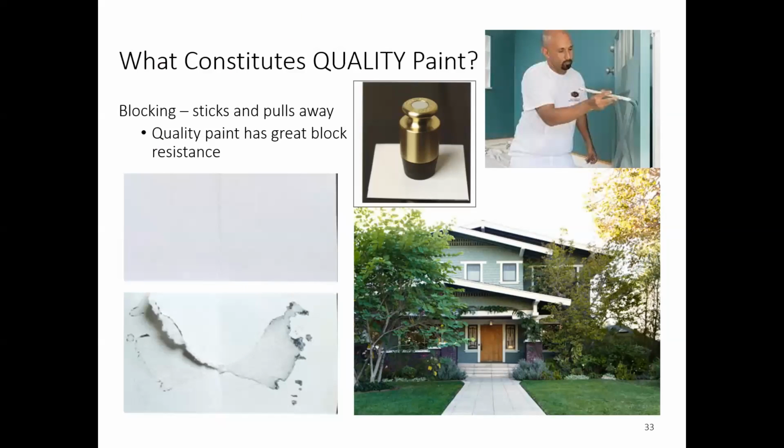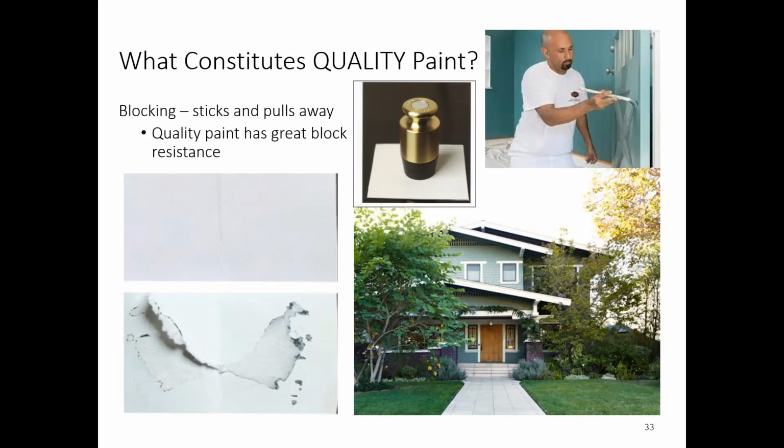Blocking, I told you about this. This is where they take that same painted cardstock material, paint both sides, and at 24 hours, 3 days, and 7 days, they do a little test with a weight. In the middle there, you see a little weight. They stick the two painted surfaces together, put it in a little low heat oven, and put the weight on there for a prescribed amount of time.